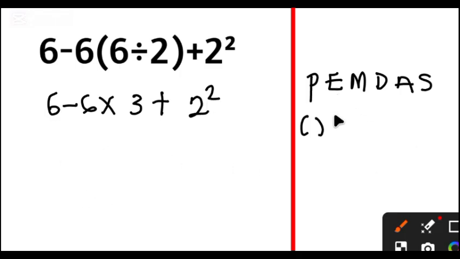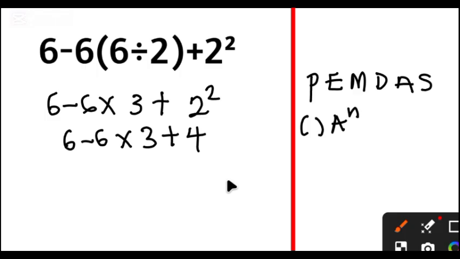Here, exponent is the next one. 6 minus 6 will still be here, times this 3 plus 4. Multiplication and division.